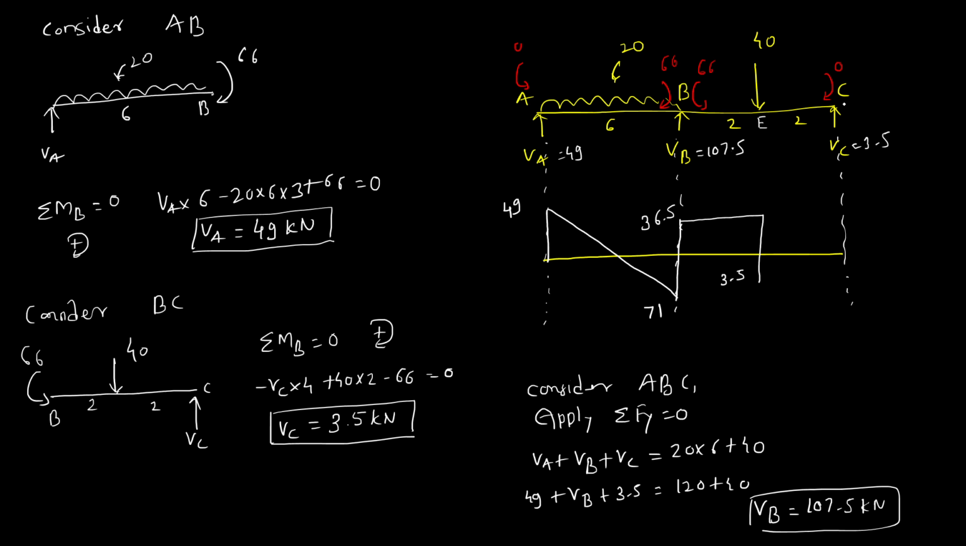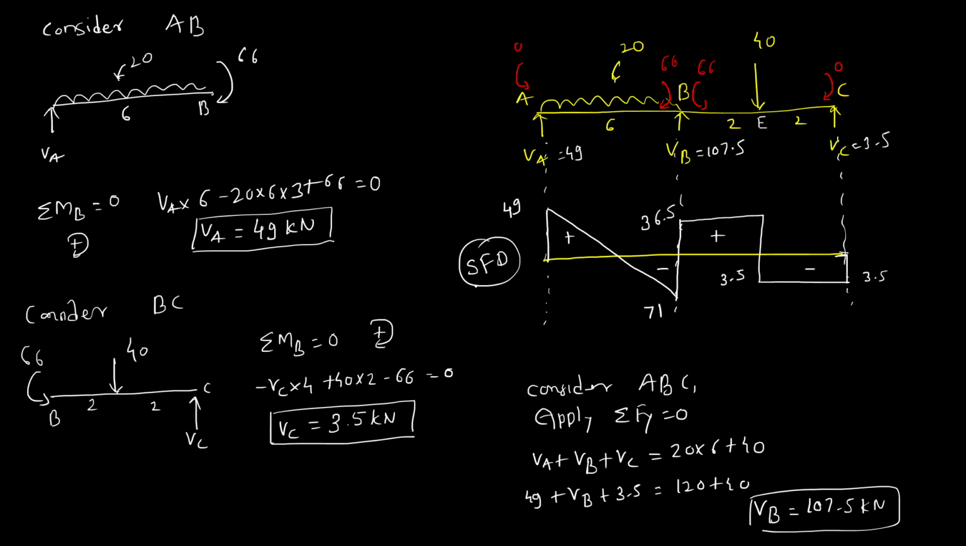Similarly, between E and C there is no loading. Hence it will be constant up to C. And this is minus 3.5. Now this minus 3.5 and VC, what is the value of VC? This is also 3.5. So perfectly it will balance. All the values above the zero line are positive and below are negative. And this is our shear force diagram.